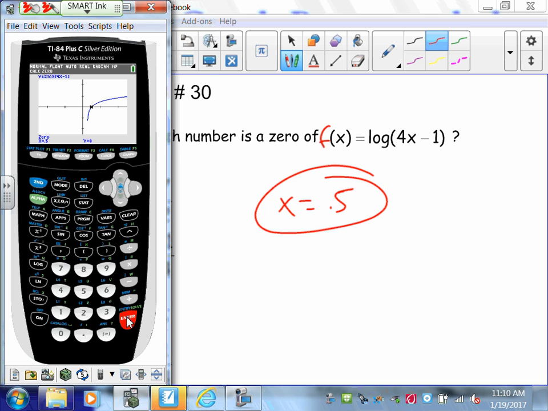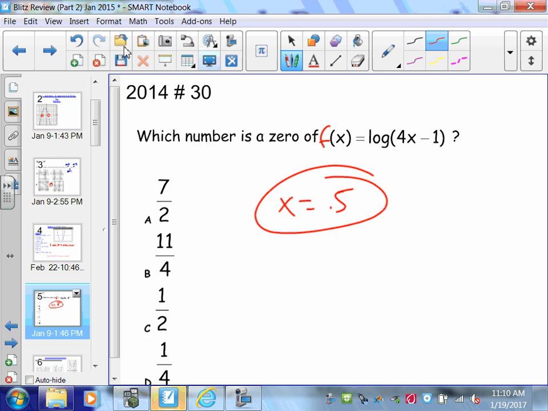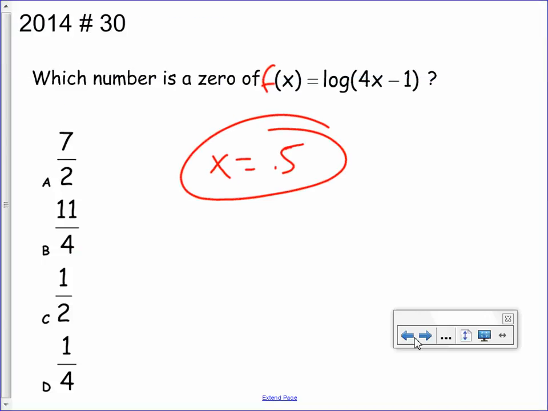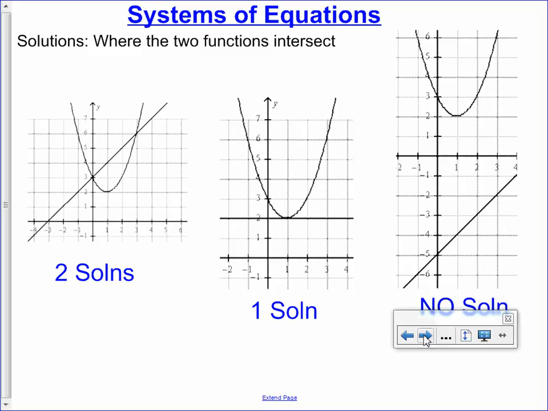Okay, here we go. Let's try this problem. Oh, by the way, here is the answer.